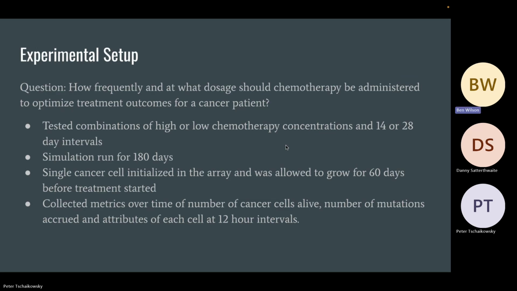For our actual experiment, our research question was how frequently and at what dosage should chemotherapy be administered to optimize treatment outcomes for cancer patients. We conducted 3 trials for each condition we simulated using high and low chemotherapy concentrations with treatment intervals of either 14 or 28 days. Each simulation runs for 180 days. During the first 60 days, the cancer is allowed to grow and no chemotherapy is applied. Data was collected over the duration of each trial at 12-hour intervals.